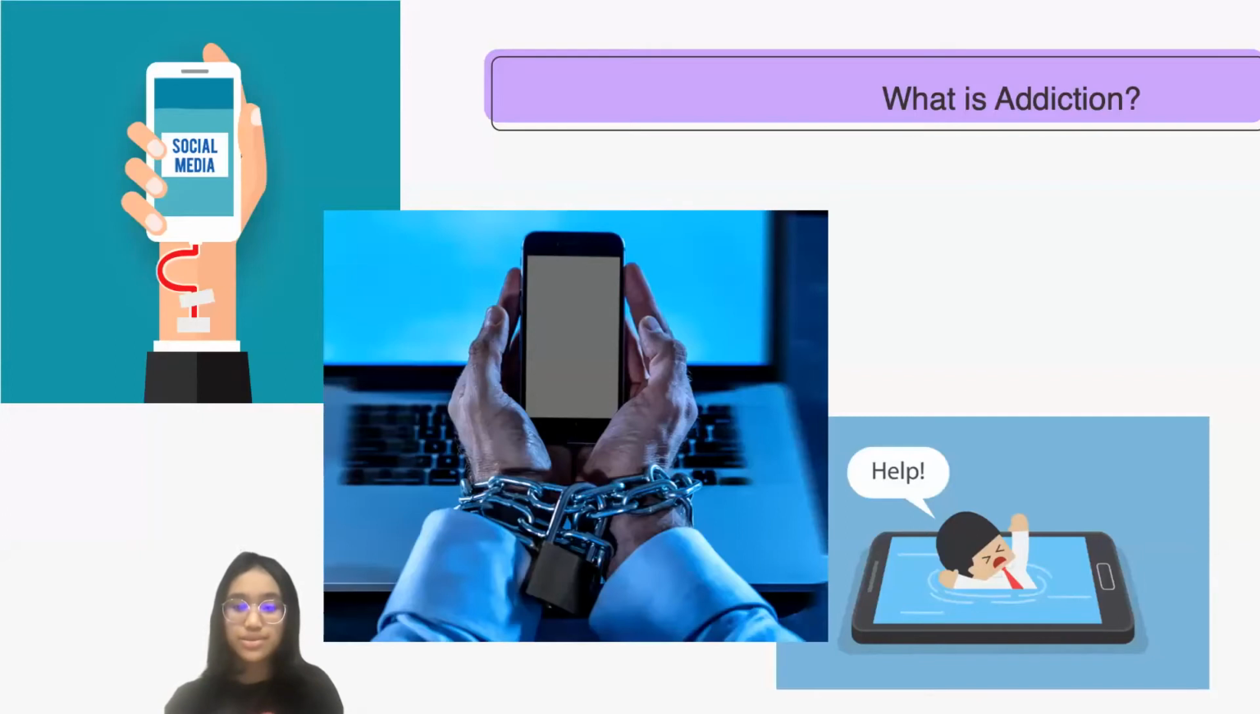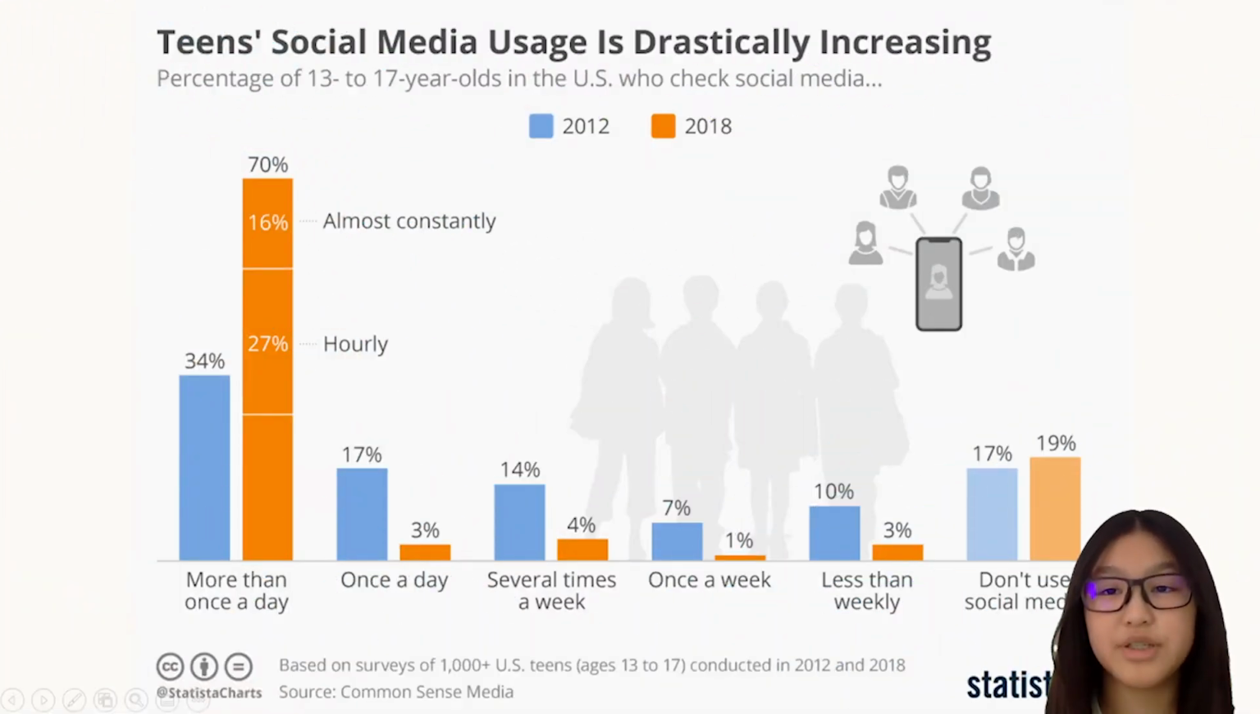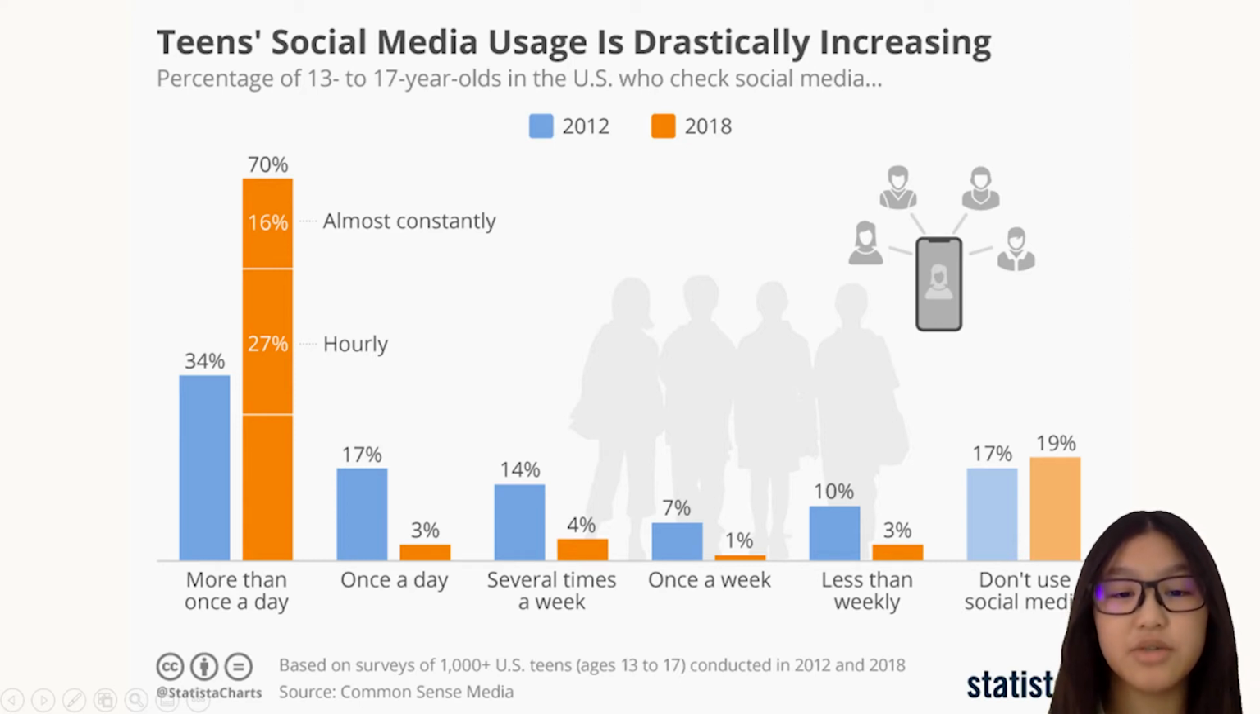Addiction to social media is when you can't stop checking or going through your social media. It is also when you spend so much time devoting yourself to social media. This picture shows teen social media usage, which is drastically increasing from 2012 to 2018. From the bar, more than once a day, it has increased from 34% to 70%.